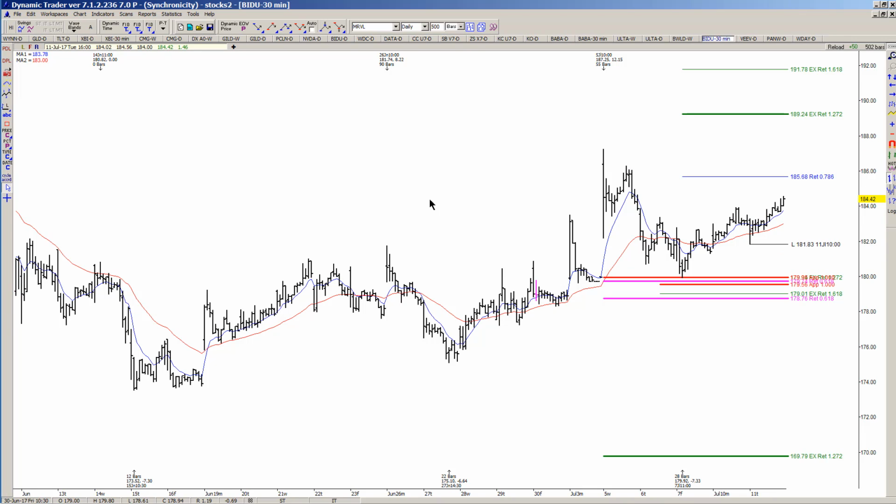at the 181.83 area. So I do want to look at the next pullback again in BIDU for anyone who's not in this setup already. And ultimately we're shooting for this target up here at 189.24, but I will consider myself wrong on this setup and get the heck out of the way if we break this support here at the 179.56 to 179.94 area.